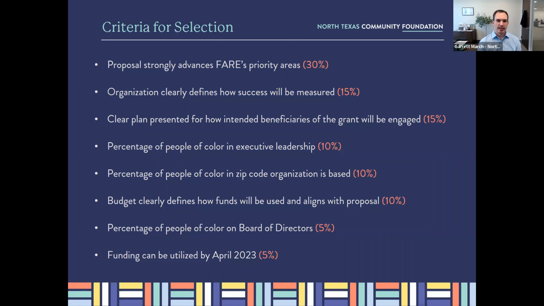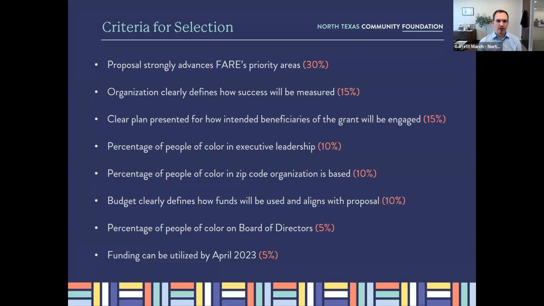Percentage of people of color in executive leadership and in the zip code your organization is based in are both 10%. We did look at some of the proposals that were funded last year, and having a person of color in your executive leadership, as Donna mentioned, is not a requirement. It is a way to get your organization some extra points because we want to make sure that we are prioritizing Black and Brown led organizations or BIPOC led organizations. And also organizations that are really serving grassroots neighborhoods and neighborhood-based projects. We want to make sure we're giving special attention to those.